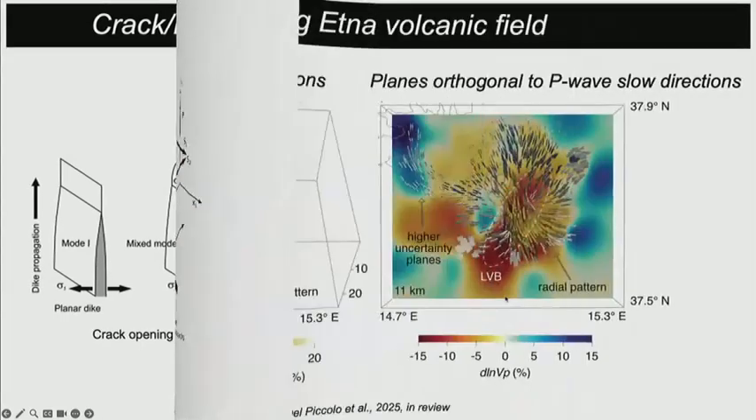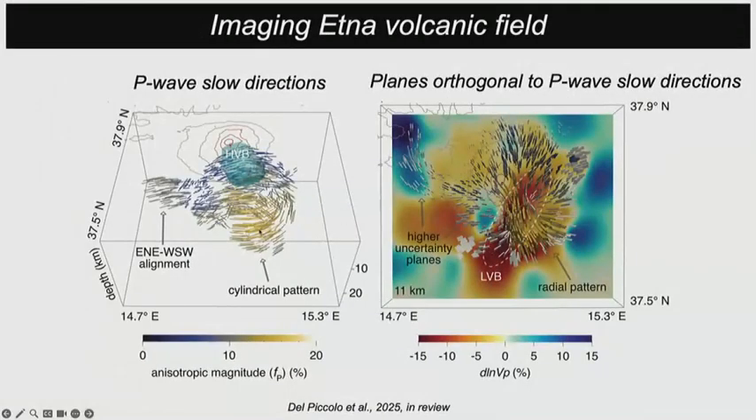And so now, if we have this P wave slow direction pattern, and we plot the normal to these slow directions, we can get the fast planes, which we think correspond to the orientation of the magma-filled cracks below the Etna volcanic field. And you can see that these cracks have this radial pattern, while the P wave slow directions are cylindrical. If you plot the normal, you get a radial pattern.